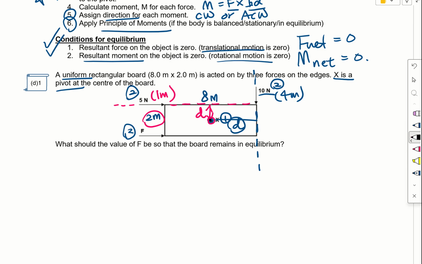Now I'll do F. I draw the line of action of the force F, front and back. Pivot being here, this will be the perpendicular distance, and it's also 1 meter. So I'm going to label all this as step 3, because step 3 is about finding the perpendicular distance of the line of action of each force to the pivot.